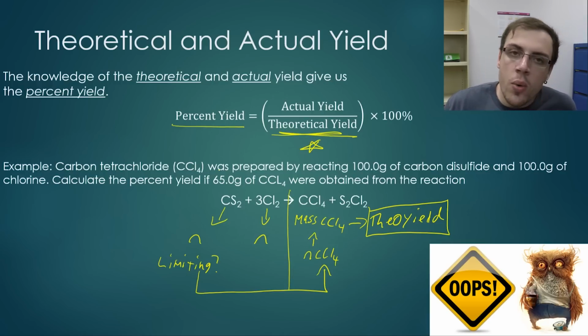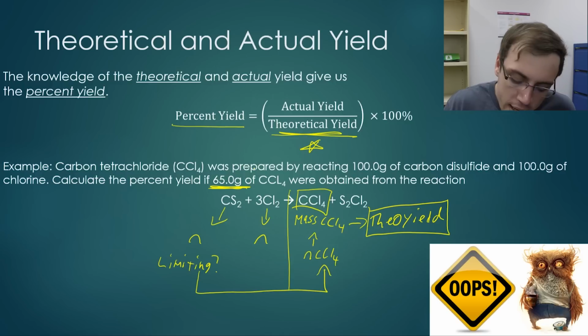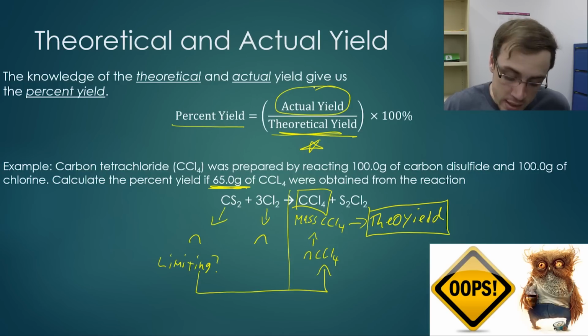Now, the question also said, now this is where the question can be a little bit tricky. It said if 65 grams of carbon tetrachloride was obtained from this reaction. Okay, so a lot of people may fall into the trap of going, oh, well, I already have the mass of carbon tetrachloride, so what do I do here? This mass here is the actual yield. So that someone went into the lab, they did this experiment, and they found that we got 65 grams of carbon tetrachloride.